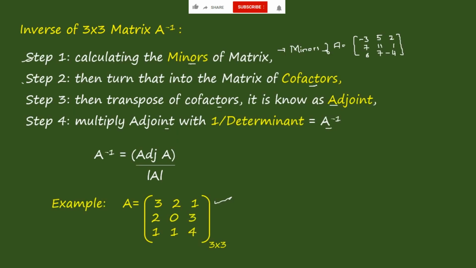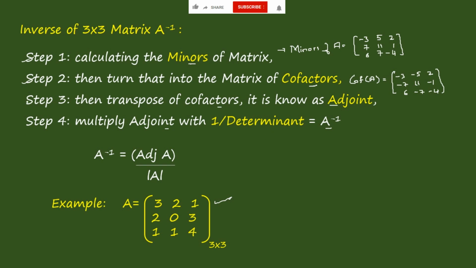So we got a cofactor, right? The cofactor of a matrix A is equal to minus 3, minus 5, 2, minus 7, 11, minus 1, 6, minus 7, minus 4. These are nothing but cofactors.